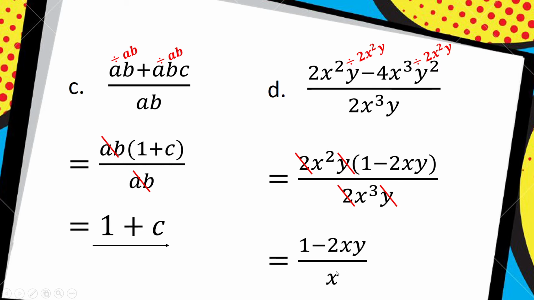Don't try and cancel those x's because it's still in brackets, right? There's 2 terms here, so I can't just start canceling. And that's my final answer.